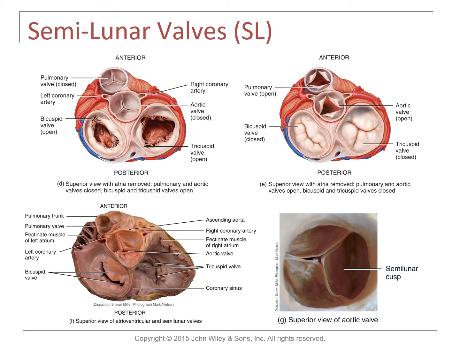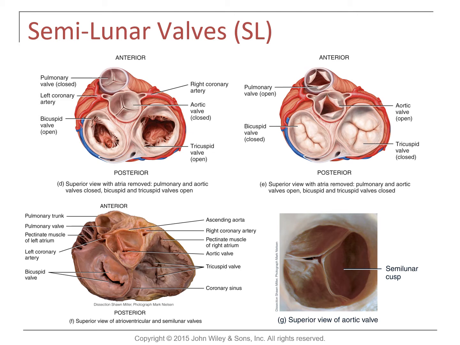So in these superior views of the heart, we can see that the semilunar valves open and close opposite to the atrioventricular valves. So in diagram D on the top left of our page, the pulmonary valves are closed and the atrioventricular valves, the tricuspid here, and bicuspid are open. So this heart is in the diastole or relaxation phase.